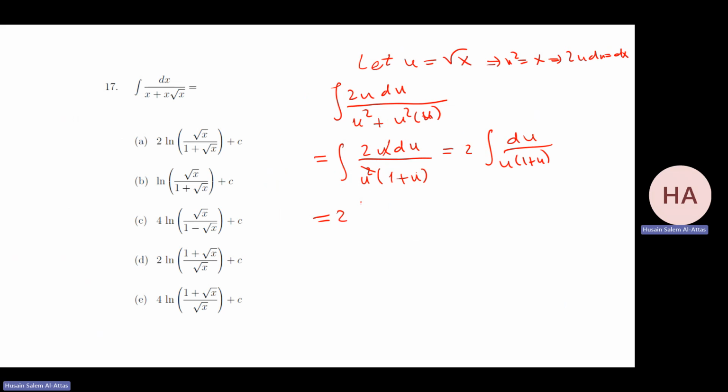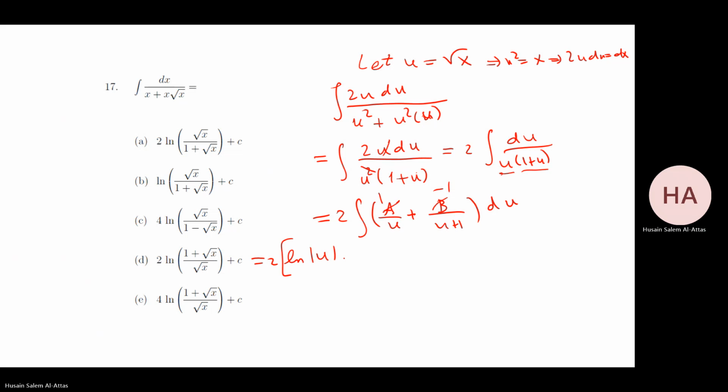So you have 2, and I'll make it a over u plus b over u plus 1 du. Yeah, cover method. This is u equals 0, so that will be 1. And that minus 1, that will be minus 1. So you have 2 ln of u minus ln of u plus 1, plus c. This will be 2 ln of u over u plus 1 plus c.